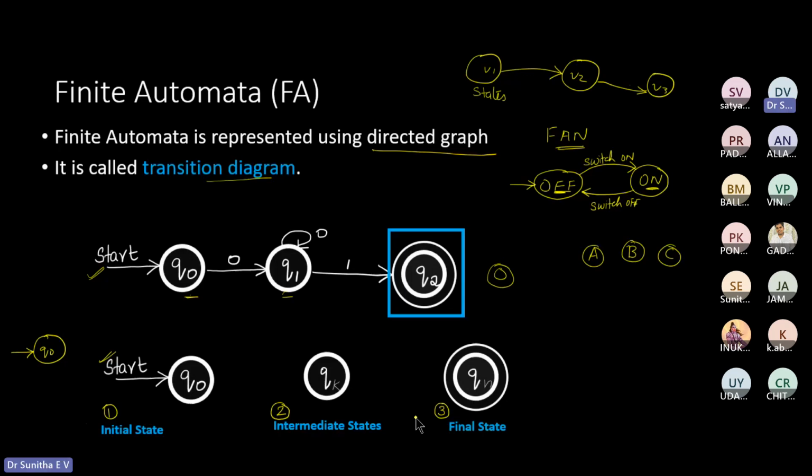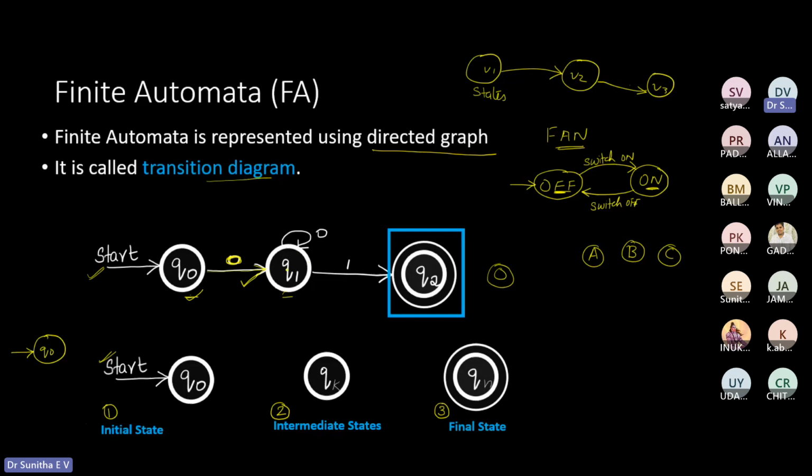So we just saw how to represent a finite automata in a graphical way. It is nothing but a directed graph with the three different types of states in the transition graph. And these arrows represent transitions. There is an arrow from Q0 to Q1, and on the arrow we have a symbol 0. What it means is that when the machine is in Q0 and the input coming to the machine is 0, the machine will take a transition from Q0 to Q1. That is the meaning of this arrow.